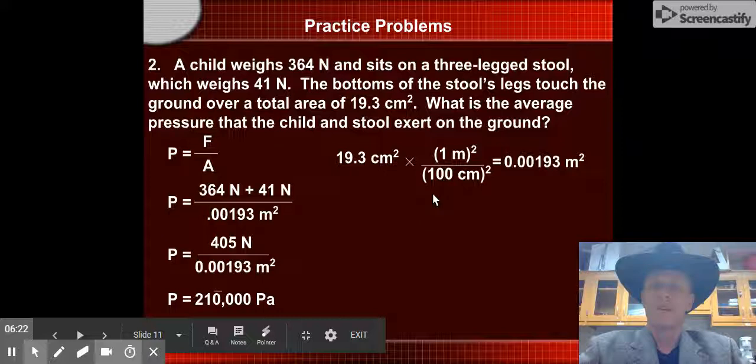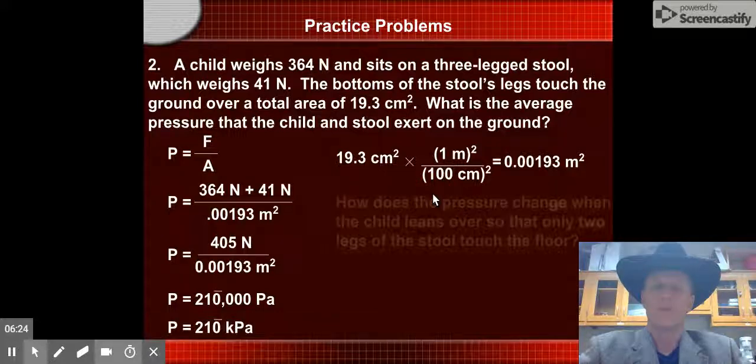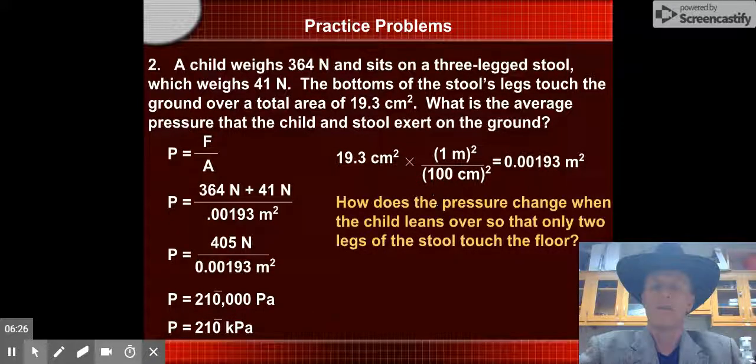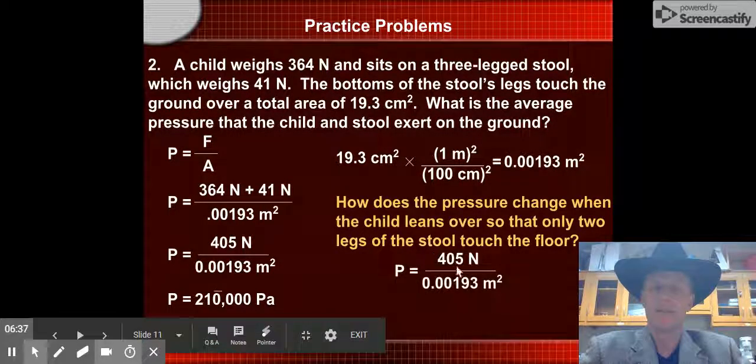But what if this person was leaning on 2 out of the 3 legs of the stool? If they tilted their stool and was only leaning on 2, how would the problem change? Well, it's still the same weight on the top. You'd still have that same weight on the top. The bottom, though, this area on the bottom is the area of all 3.